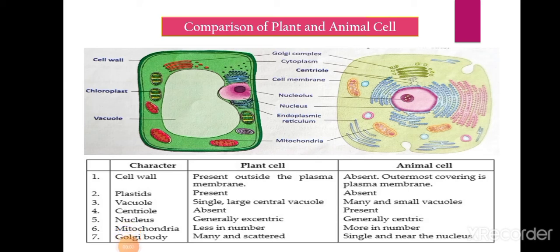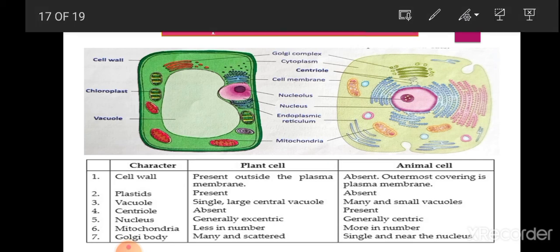Now students, we will compare the plant and animal cells. You can see the diagrams of both plant cells and animal cells here. So the first character is the cell wall. In plant cells, the cell wall is present outside the plasma membrane. You can see this is the cell wall, and this is the cell membrane. So the cell wall is present outside the cell membrane, whereas this cell wall is absent in the animal cell. You will not find the cell wall in the animal cell. The outermost covering in the animal cell is the plasma membrane or cell membrane only.